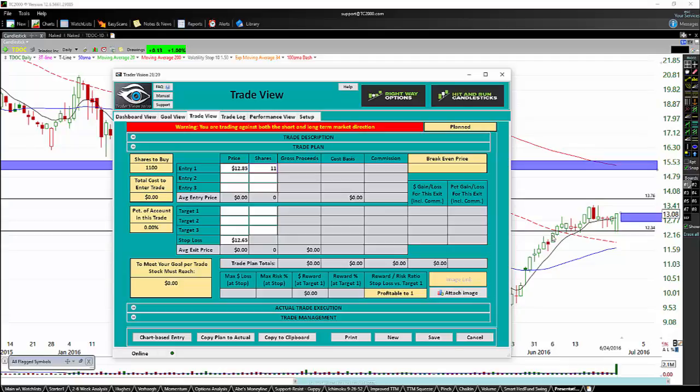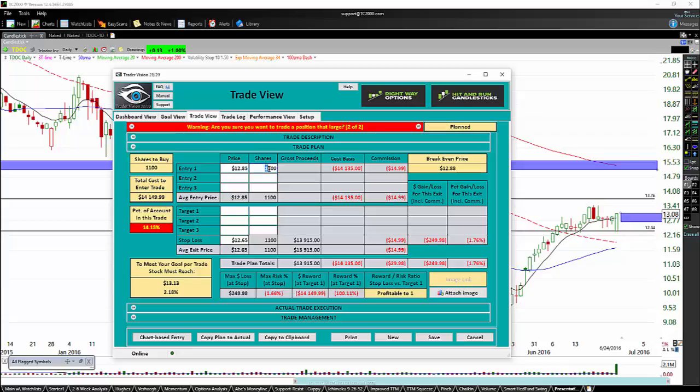Let's just put in that 1,100 shares and see what it tells us. Wow. You'll note here that it's telling us that if we do trade 1,100 shares, that's over 14% of our account. And you'll notice the bright red warning, as well as now being part of a second warning up here. First, are you sure you want to trade against the short and long-term market directions? And secondly, are you sure you want to trade a position that large? In this case, I don't.